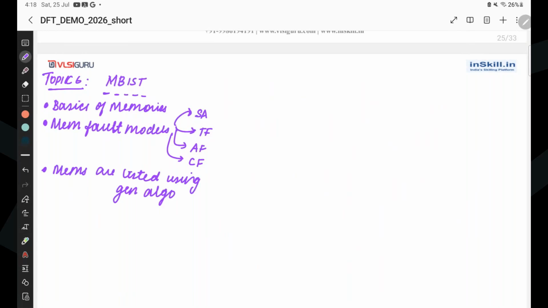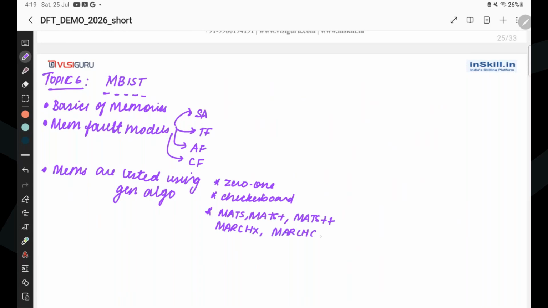So there will be various generalized algorithms like the 0-1 algorithm and then the checkerboard algorithm, and then MATS. Then we have MATS plus, and then MATS plus plus, and then we will be having March X, and then March C. Okay, so all these things will be there.